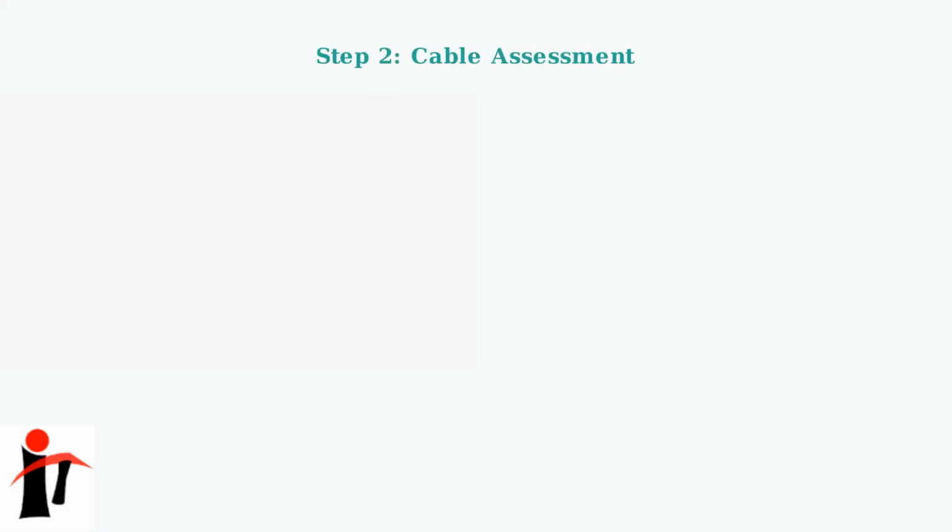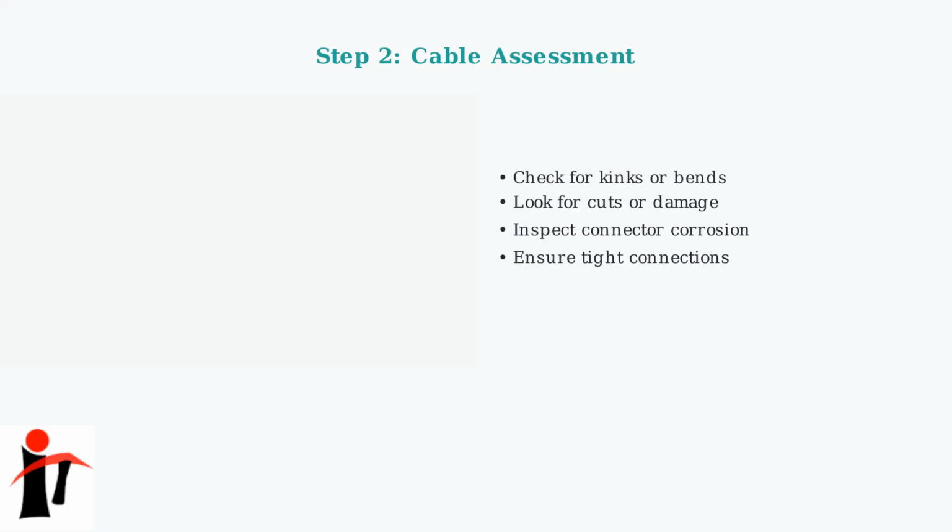Next, we need to assess your cables. Damaged or degraded cables are a common cause of signal loss in Uverse systems. Inspect your coaxial cables for physical damage. Look for kinks, cuts, compression damage, or corrosion at the connectors. These issues can significantly impact signal quality. Replace any damaged cables with known good ones. Use high-quality RG6 coaxial cables rated for the frequencies your system requires.